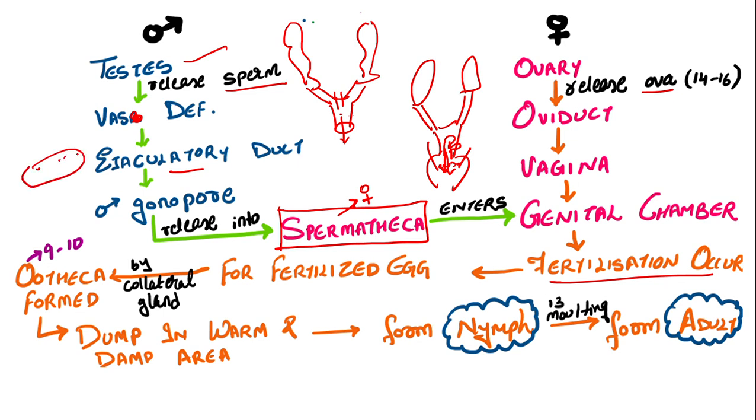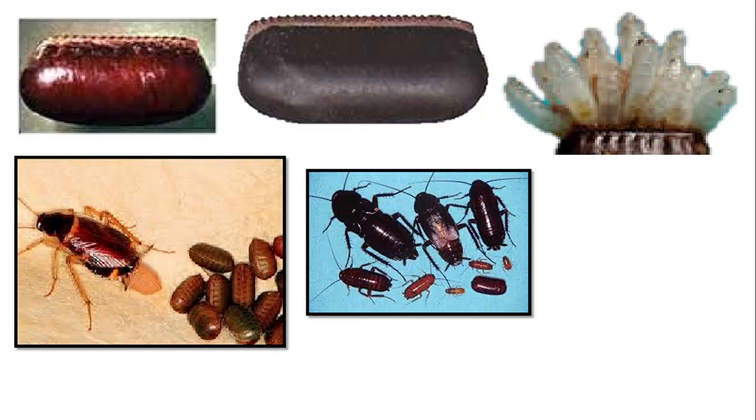Okay, in one ootheca, how many? 16 fertilized eggs will be present in 2 rows. At a time, 9 to 10 ootheca will be formed, and these are dumped in a warm and damp area, and it forms nymph. After 13 molting, it forms adult. For this 13 molting, 1 year takes place, right?